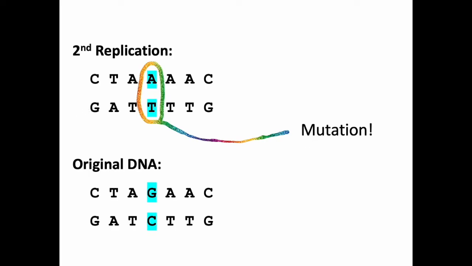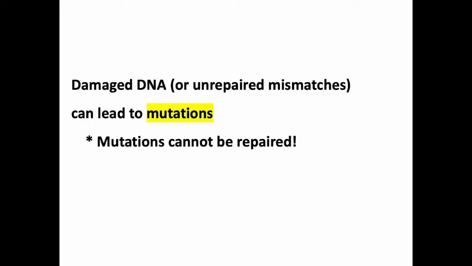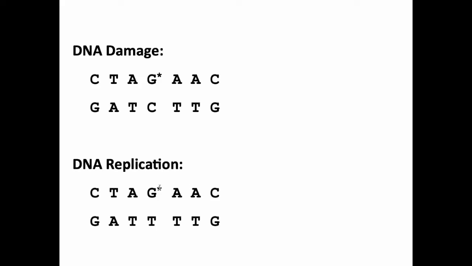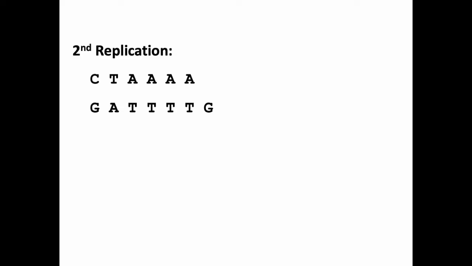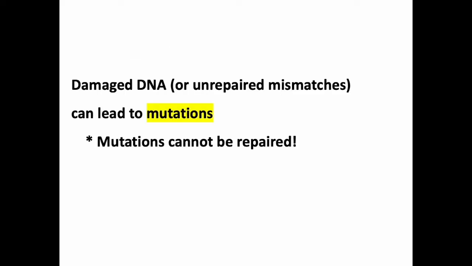A mutation is, actually, it's in the key terms. So yeah, damaged DNA or unrepaired mismatches. This is why I brought up mismatches at the very beginning of this lecture. We could pretend that instead of a messed up G being partnered with a T, this was a perfectly normal G partnered up with a T, just as part of a mismatch that would have led to the exact same scenario happening. So whether it's damaged DNA or an unrepaired mismatch, these things can lead to mutations.